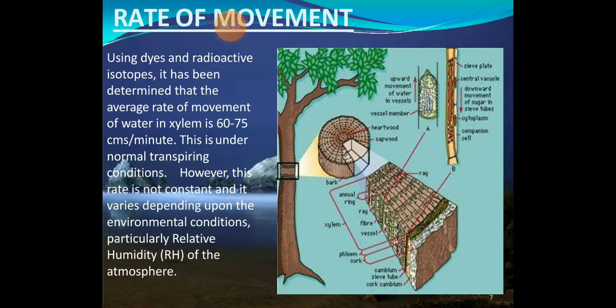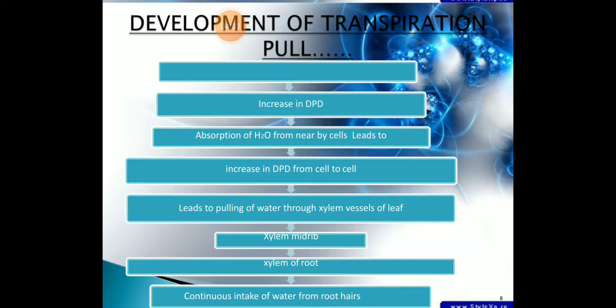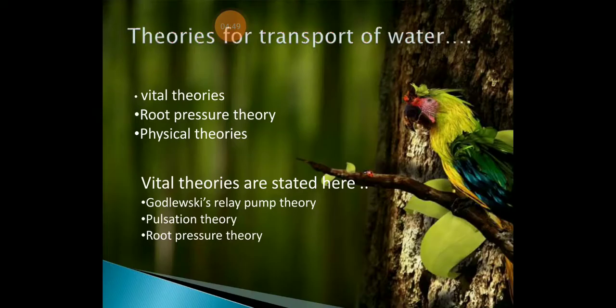But it depends on the environmental conditions and the RH of the atmosphere. Due to the transpiration pull, this ascent of sap takes place. This is a schematic representation of how the transpiration pull takes place in the plant that is involved in the ascent of sap. For that, various theories have been put forward to explain the mechanism of ascent of sap.